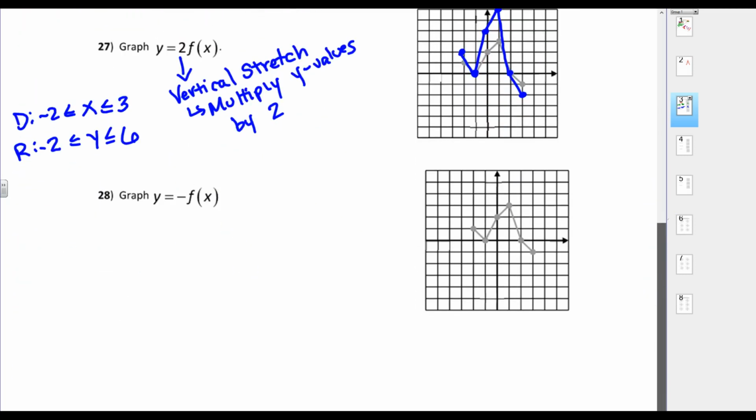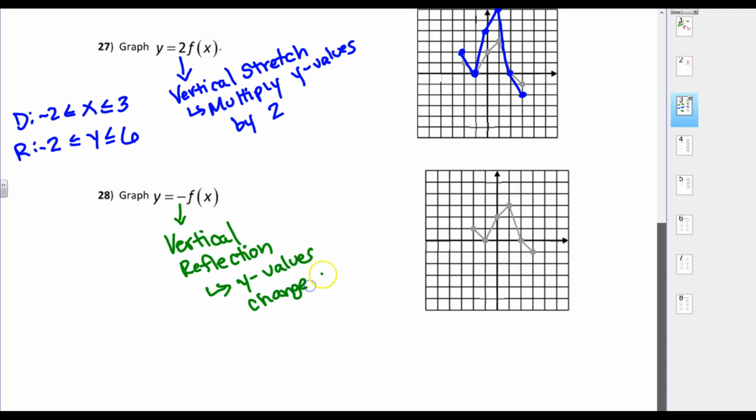All right, moving right along. This guy right here, I really like this. When we put a negative out front, this becomes a vertical reflection. And what a vertical reflection does is the y values are all going to change sign. Y values change sign. They flip over the x-axis, right? So this first point here, -2, 1 becomes -2, -1.